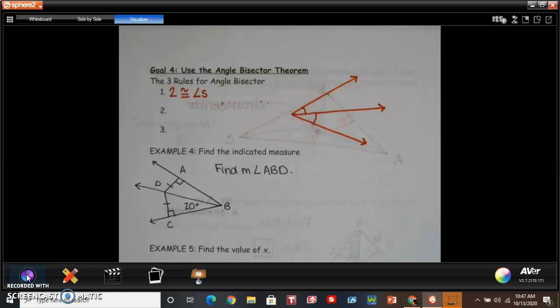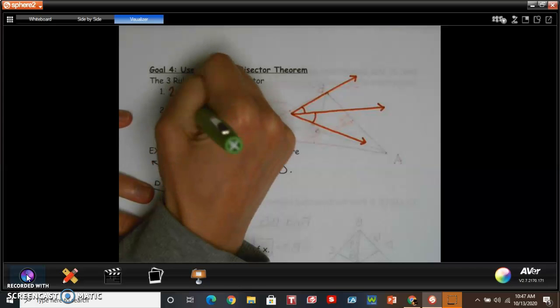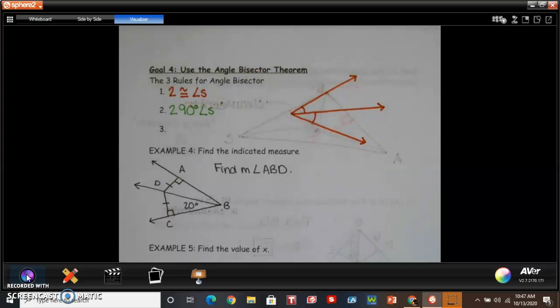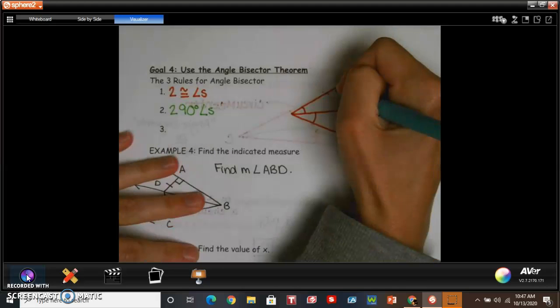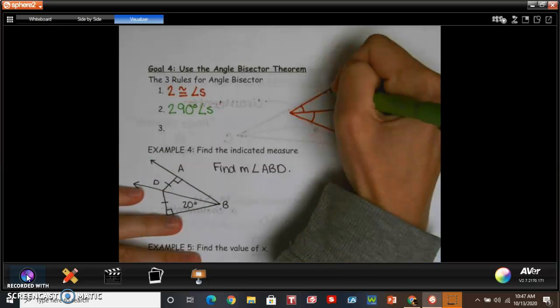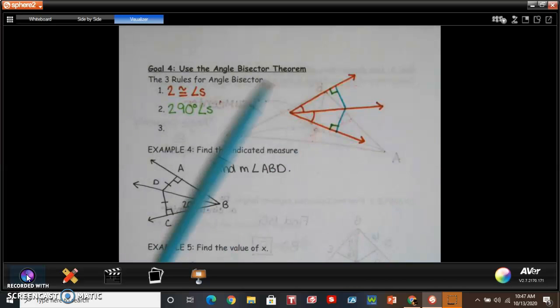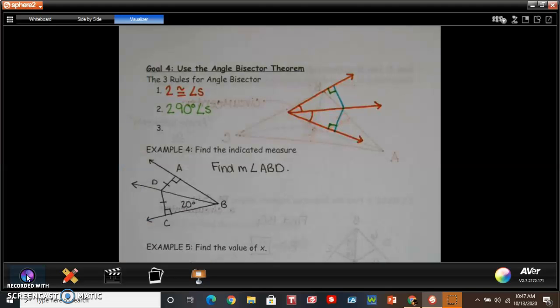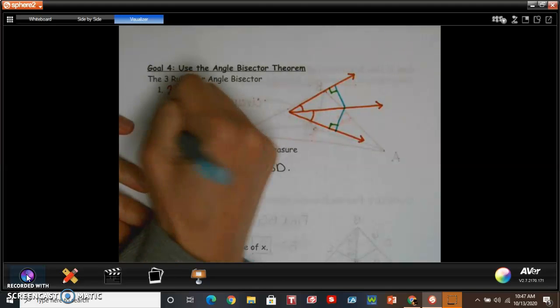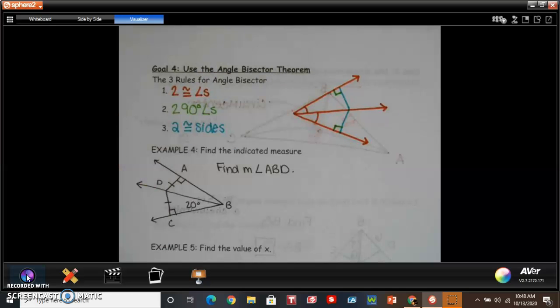All right, the next thing we're looking for is 2 90-degree angles. Where are these going to happen? Well, they're going to happen when you're looking at the figure right here. They have to be on the sides of the angle itself. Okay? And then the third thing you're looking for is 2 congruent sides. Now, what 2 sides are we looking to be congruent?